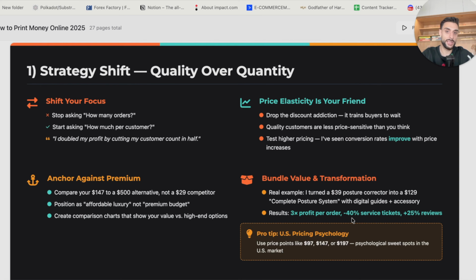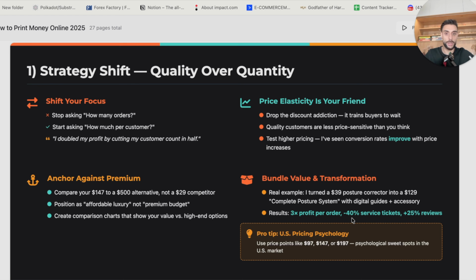Now, the first thing that we need to fix is our strategy shift. Quality over quantity. So I want you to shift your focus on stop asking how many orders and start asking how much per customer. I also want you to drop the discount addiction. If you're constantly addicted to doing discounts or sales, stop doing that right now. You got to remember, high quality customers are less price sensitive.